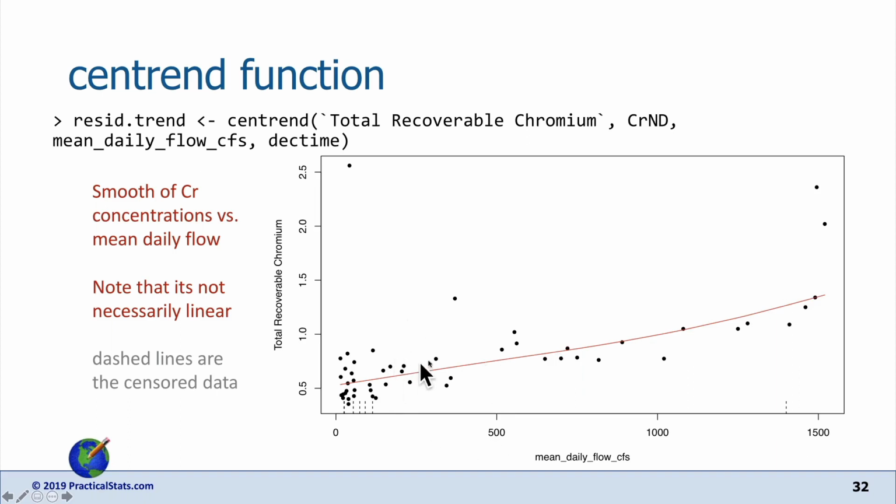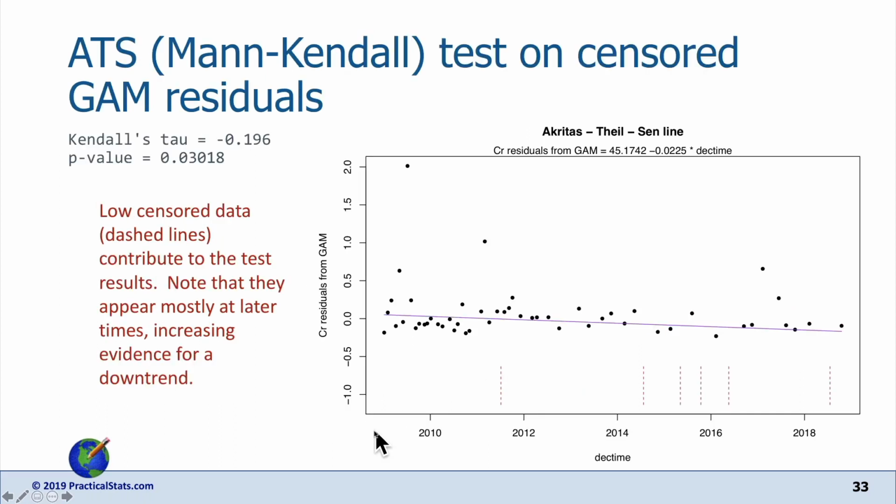Then the residuals are the difference between the points, including the non-detects, because there are some smooths that work with censored data, and the red line. That difference is the residuals. Those differences are taken over and run in the ATS process. And that's all done with this send-trend function. So here's the residuals from that smooth, the ATS line that's fitted to it, the effect of the non-detects as well as the detected values.